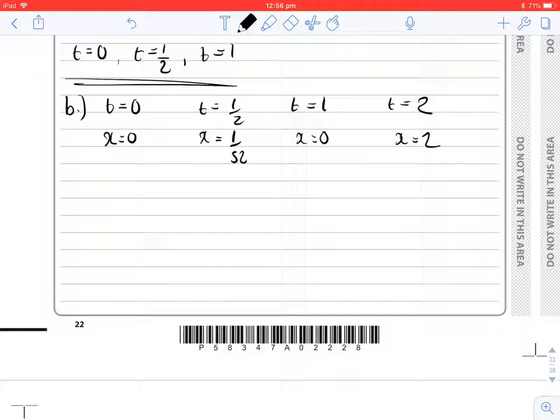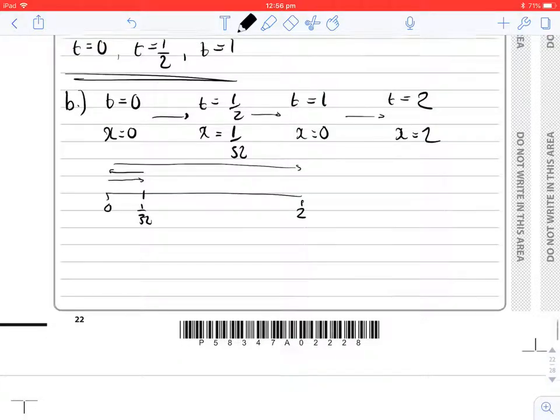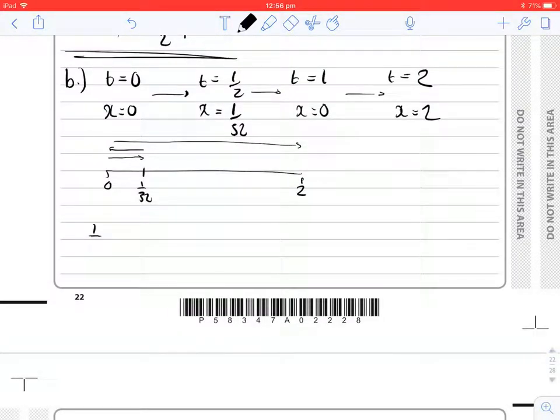So what this tells us is that when t is 0, we go along to a displacement of 1 over 32 from here to here. What then happens between a half and 1 is the displacement goes from 1 over 32 to 0, so we go back again. And then from 0 up to 2, we go all the way along there. So the total distance is going to be 1 over 32 add 1 over 32 add 2. So this is going to be 33 over 16 as our total distance.